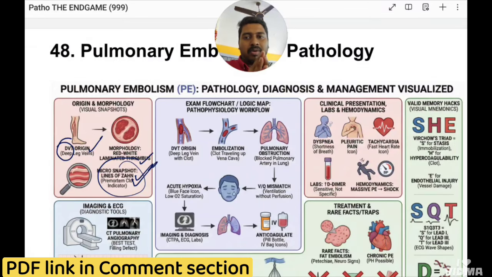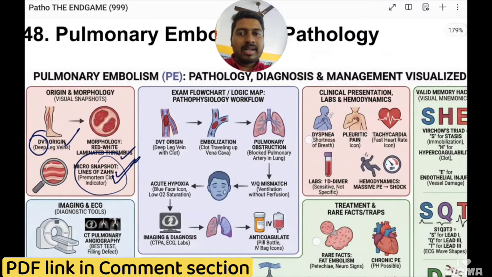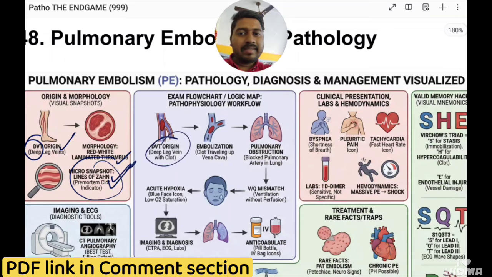Okay, so postmortem clot is known as lines of Zahn. Okay, so what will be the origin? DVT, some deep vein thrombosis which embolizes, clot travels to vena cava. From there it goes to the heart and then it goes to the pulmonary artery. Okay, that is from the right ventricle.